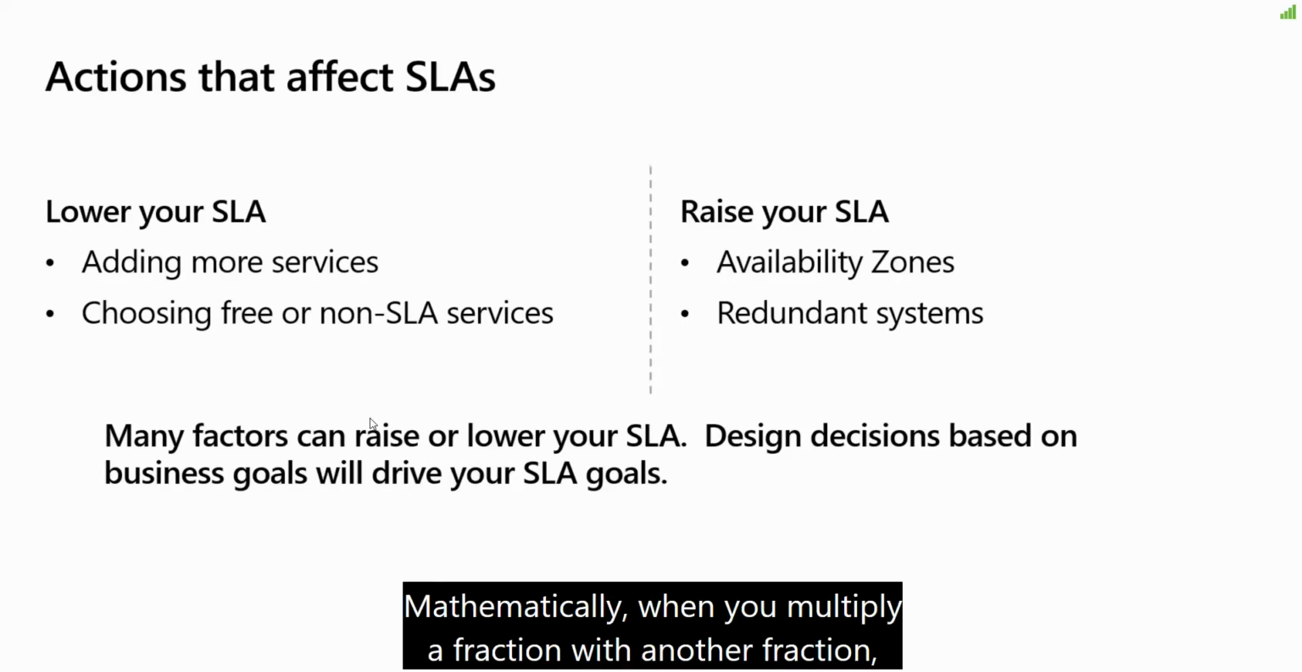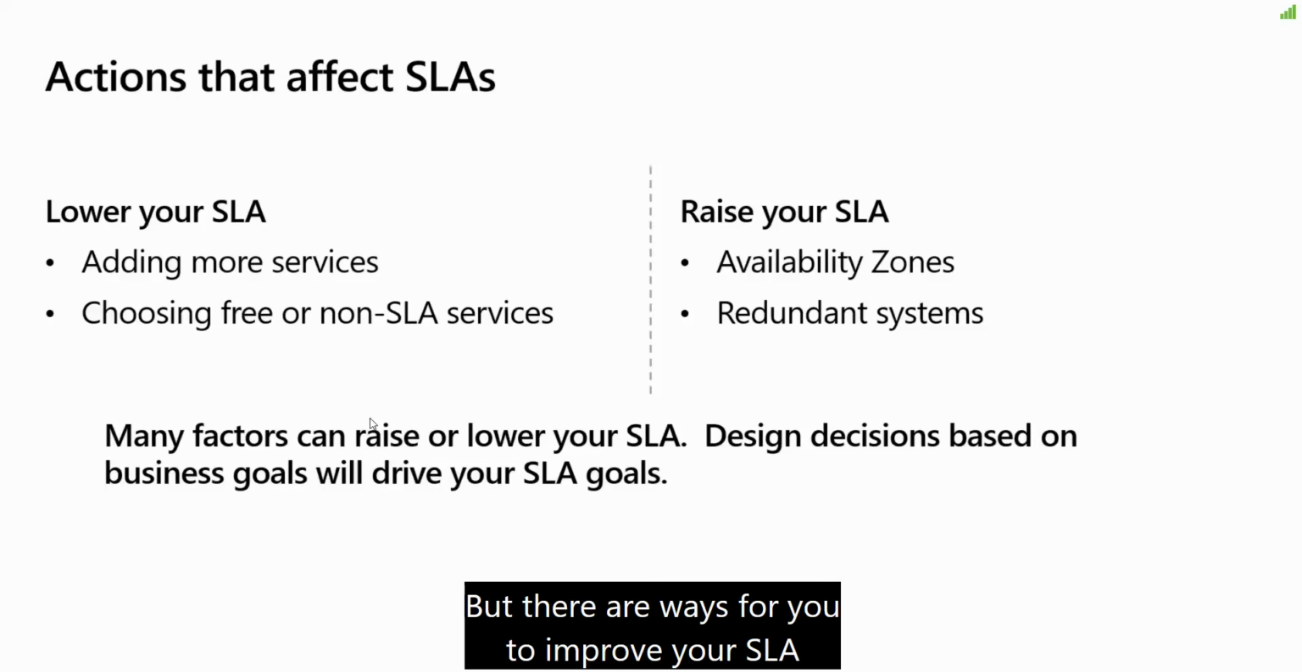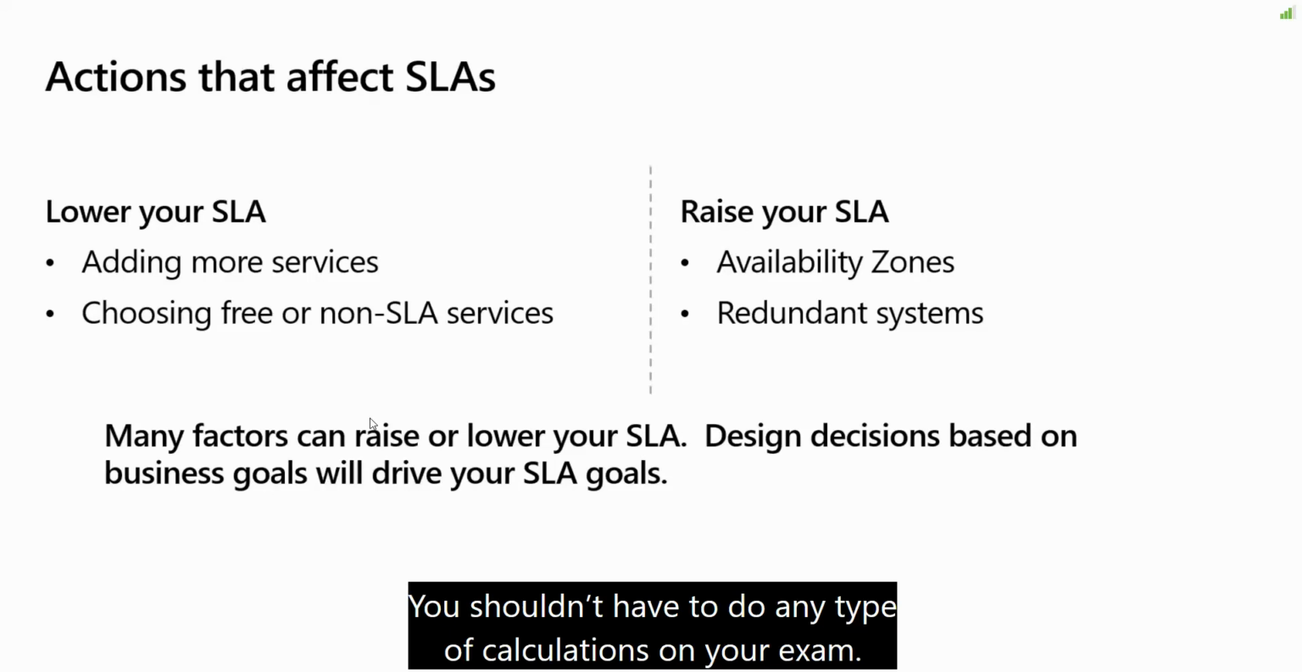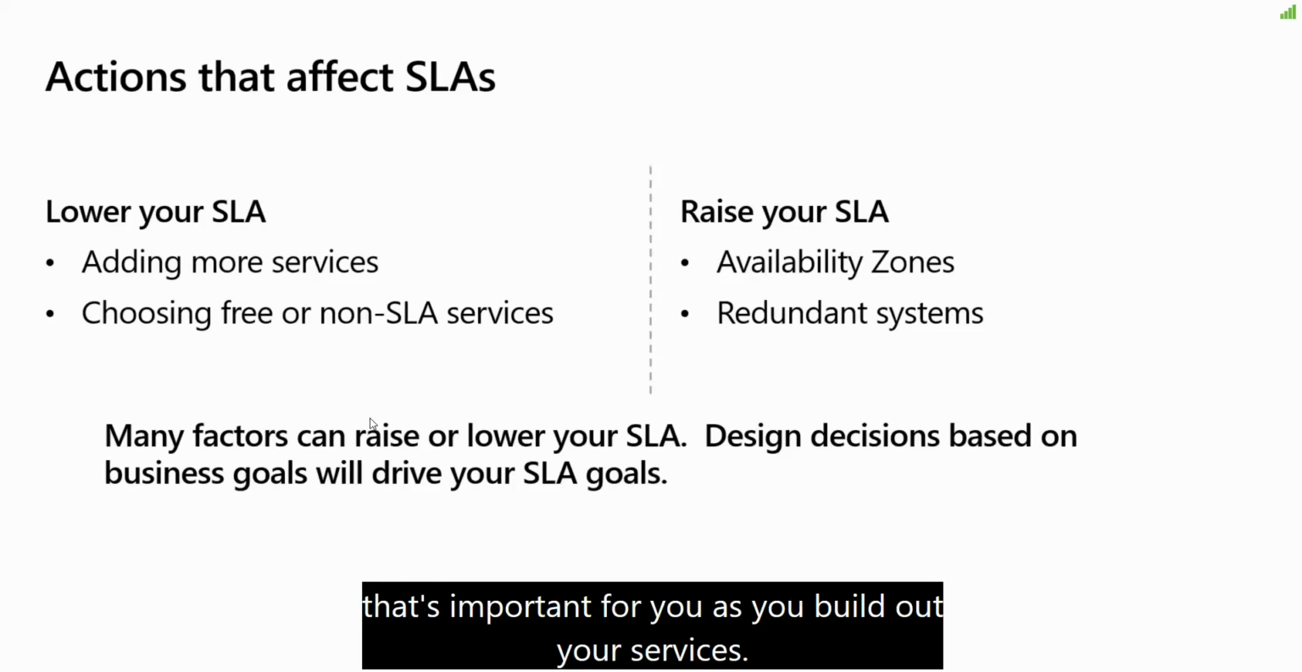Mathematically, when you multiply a fraction with another fraction, it is never going to equal 100%. It's just not possible. But there's ways for you to improve your SLA, again, through that redundancy and those availability zones. You shouldn't have to do any type of calculations on your exam, but just know that as far as your SLAs go, that's important for you as you build out your services.